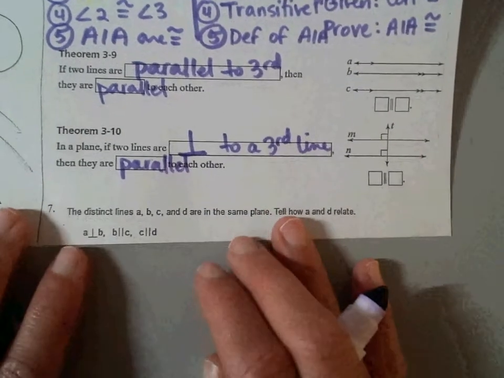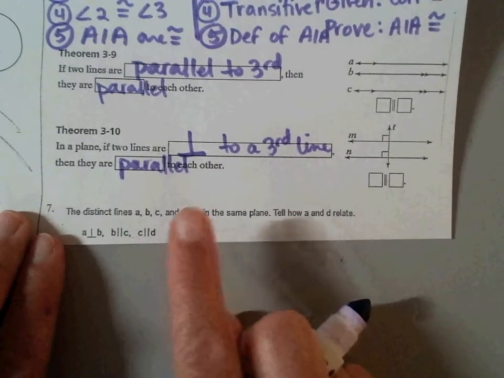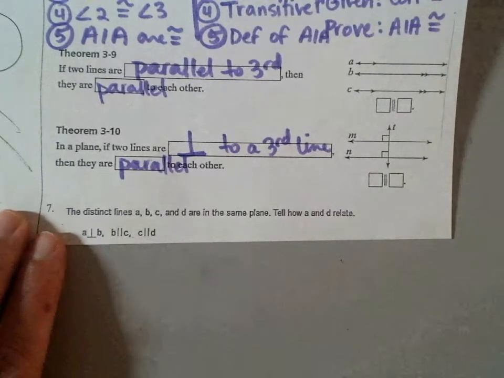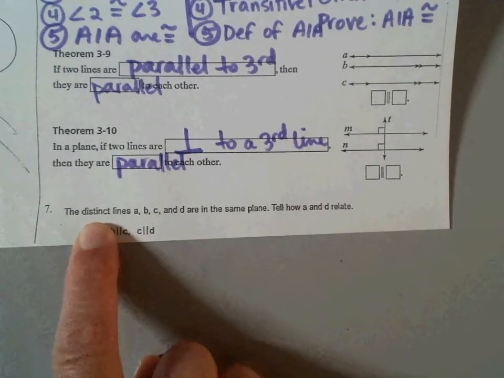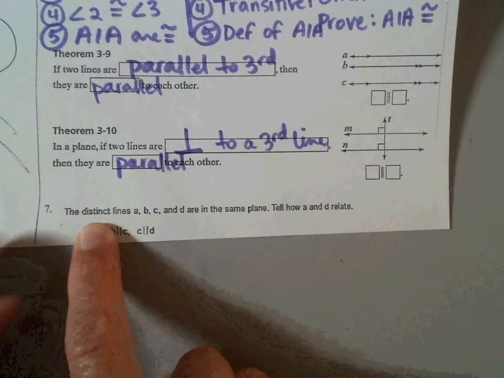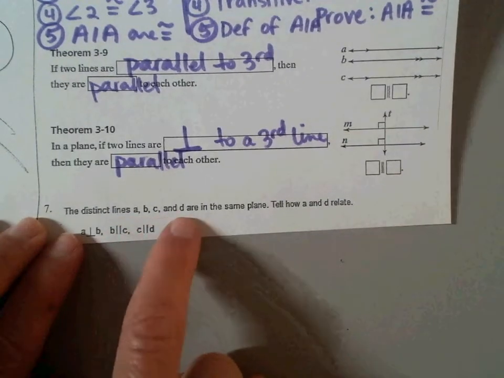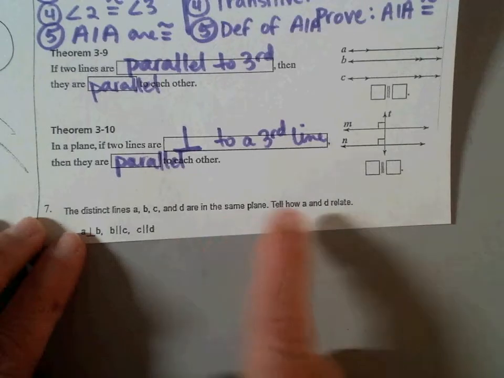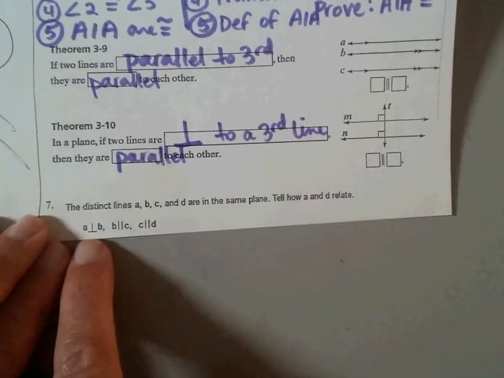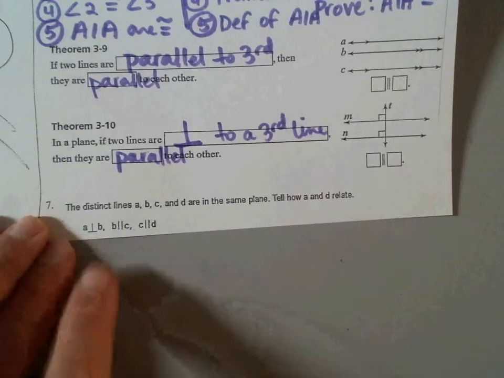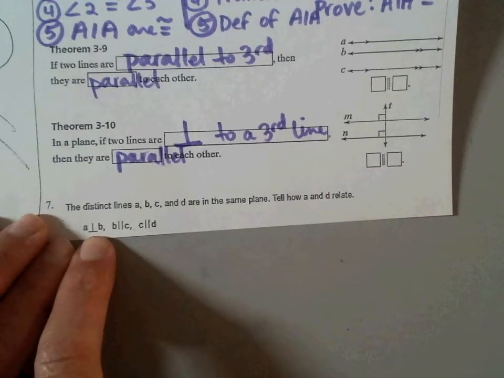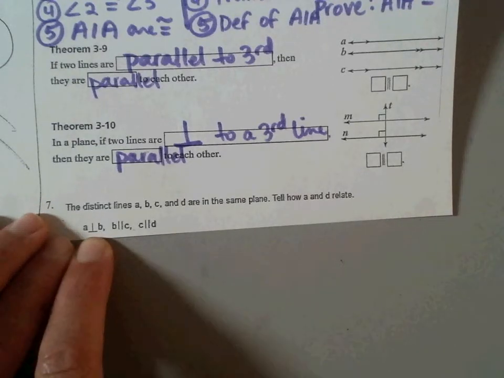Okay, the last one, number 7, we're going to draw a picture of it, okay? This is a math Excel question about those 2 theorems. So it says the distinct lines, distinct means that they're all different lines, they don't lie on top of each other. So the distinct lines A, B, C, and D are in the same plane. Tell how A and D relate. All right, our first thing says that what? They both equal 90. They're perpendicular, so they form 90-degree angles. That's how you would say it. A is perpendicular to B, right?